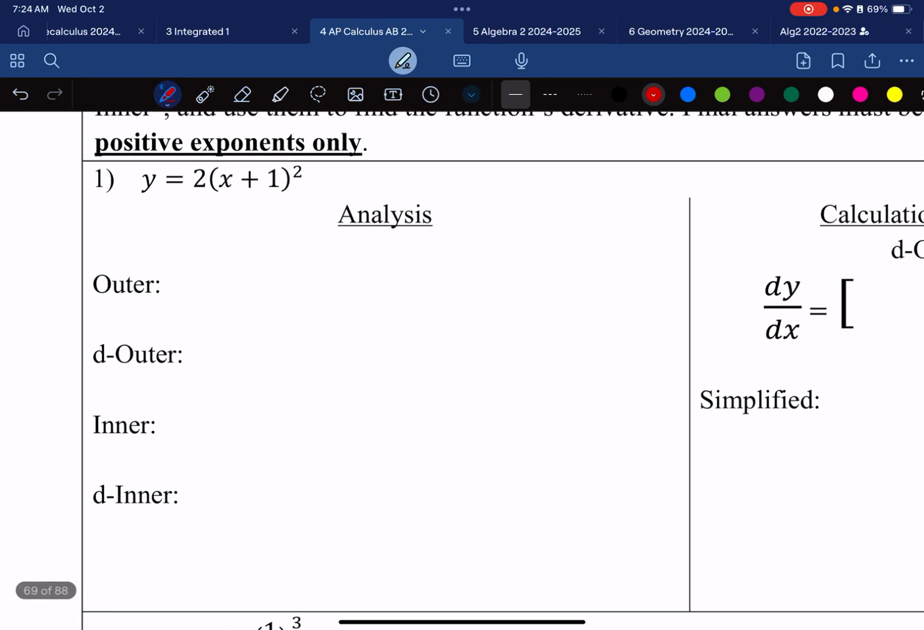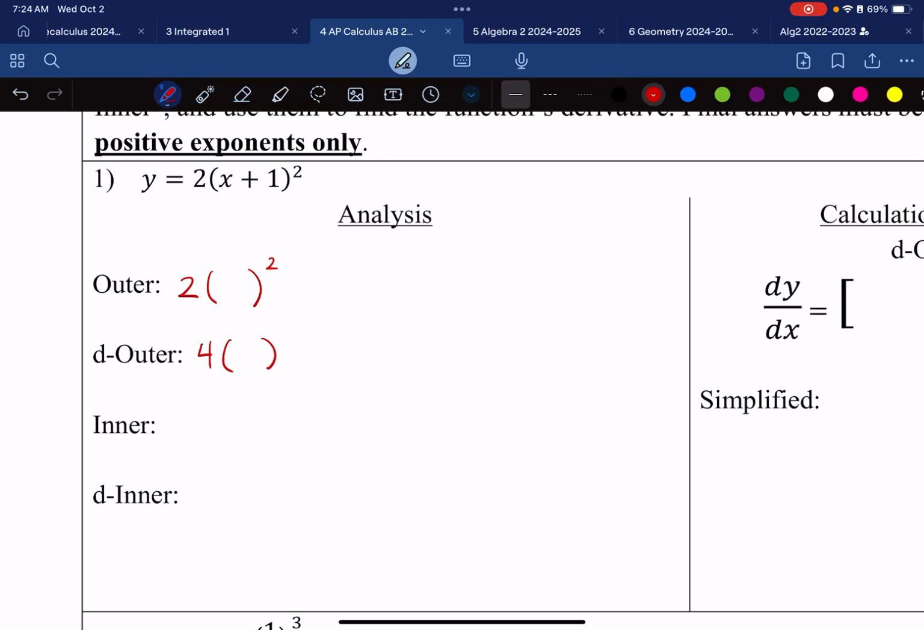Number one, the outer is going to be 2 times some stuff to the power of 2, and the derivative of that, well, this is power rule. Because the exponent is a number, 2 is going to be multiplied down in front. 2 times 2 is 4 times all of that inner stuff to the power of, okay, it used to be a 2, it's going to go down to a 1, but we don't write the 1. All right, what about the inner?